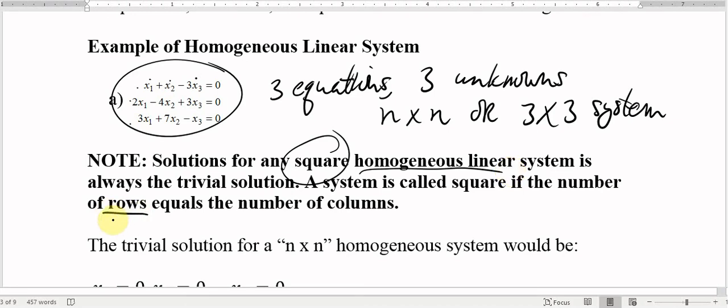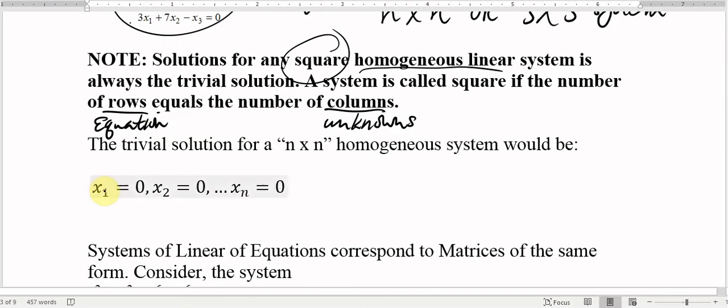Here, the word row is synonymous with equation, and the word column is synonymous with unknowns or variables, right? What's the trivial solution? Well, each of the variables, the independent variables, is equal to 0. X sub 1 equal to 0, X sub 2 equal to 0, and so on. We have n of these terms. Here, for this particular problem, X sub 1 is equal to 0, X sub 2 is 0, X sub 3 is 0. And there's no work to be done there. You're done, right?